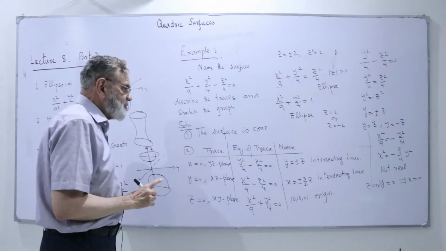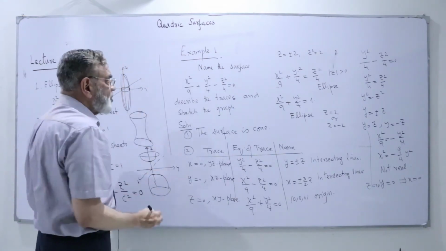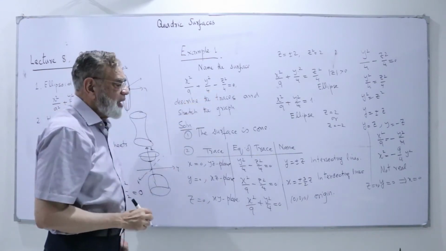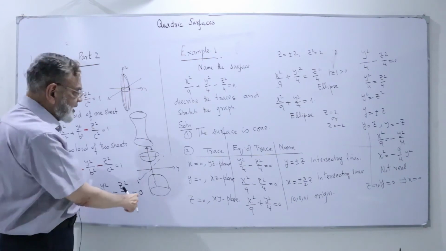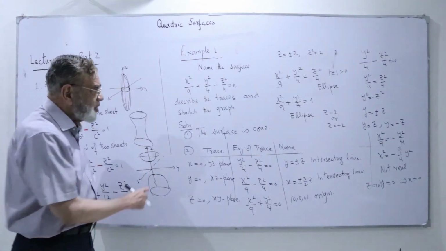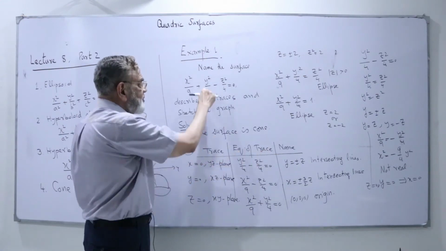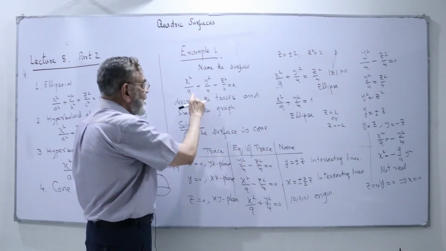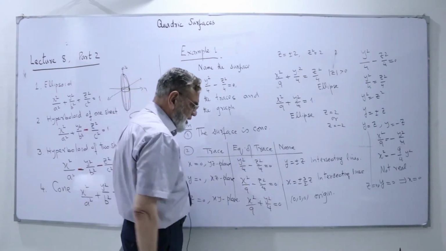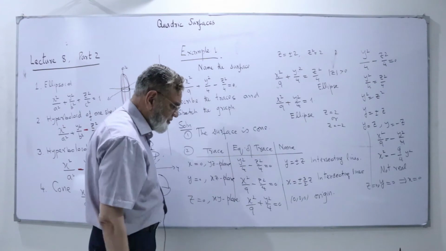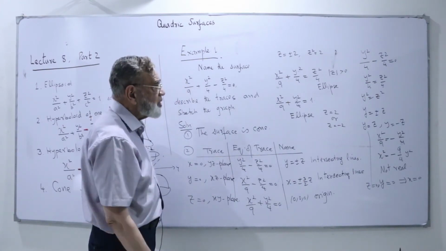So these are the ideas we got in this example: for the cone we take this equation. Again, we have one negative sign, that means cone, and the right hand side is 0. Then number 2, traces. When we take x equal to 0, y equal to 0, we get intersecting lines; z equal to 0, we get only one point, not a graph. When you take y equal to 0, we get x equal to 0, that's a graph.